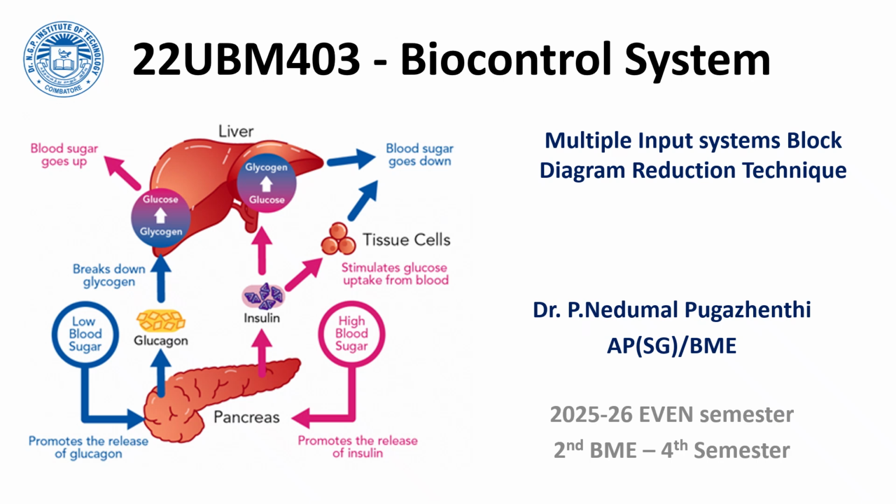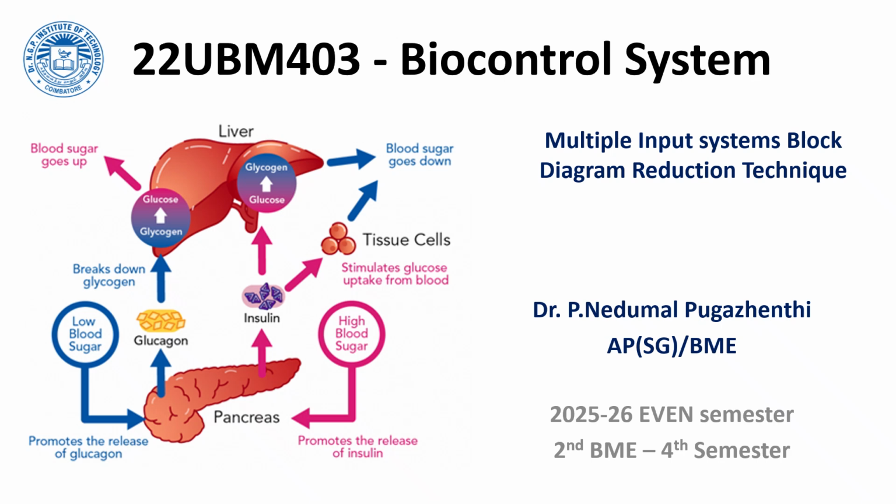This lecture we will be focusing on the block diagram reduction techniques for systems having multiple inputs. So far we have discussed block diagrams having a single input and single output. This particular lecture will focus on how to reduce a block diagram with multiple inputs and find the transfer function out of that.